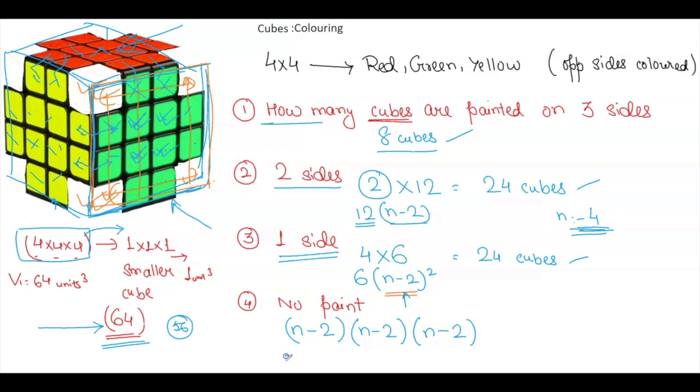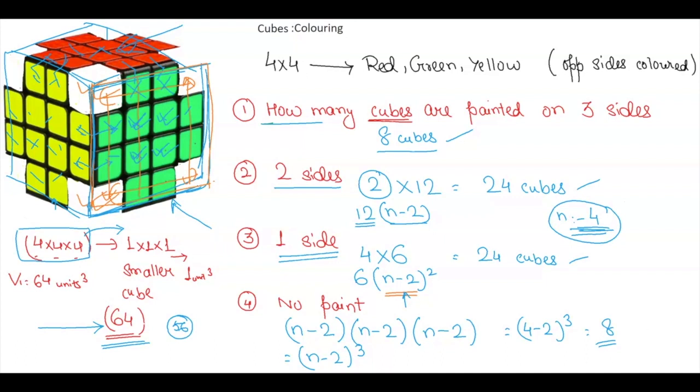So essentially it comes out to be n minus 2 whole cube, where n again is what we discussed here. So if you put the value of n, it comes out to be 4 minus 2 whole cube, that comes out to be 8 directly. And this is the concept behind the number of cubes which do not have any paint on them.